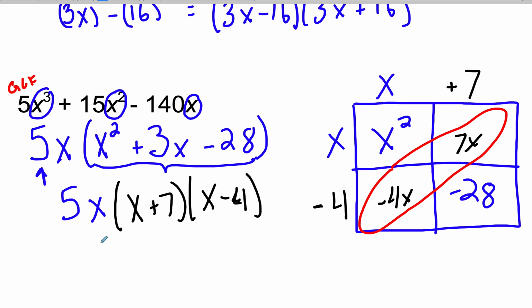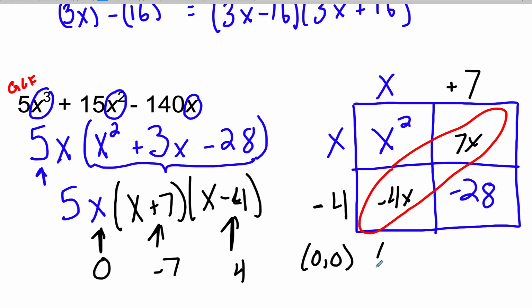Because now I'm going to say, what are the x-intercepts? If you accidentally divided everything up by 5 and x, well, then you'd miss that this means you have to have 0 as an x-intercept. This means you have to have negative 7, and this means 4. So failing to take out the x means you actually miss a really important x-intercept.